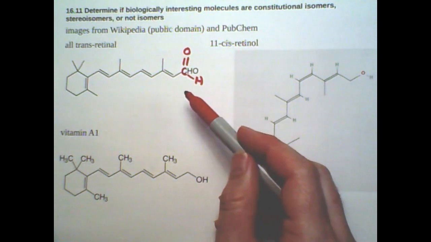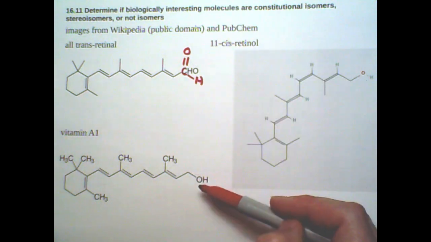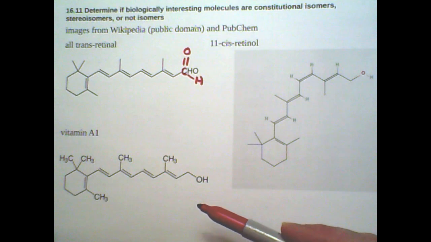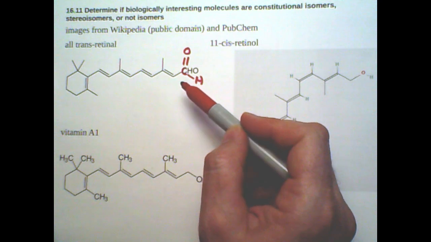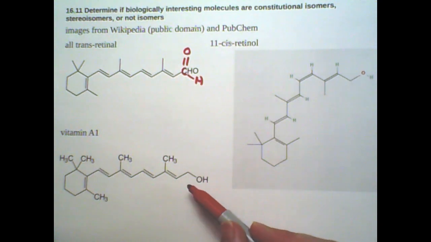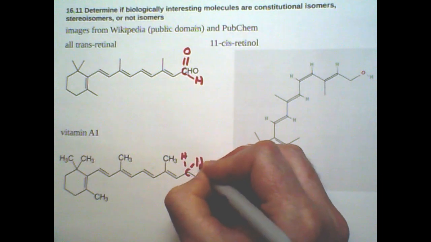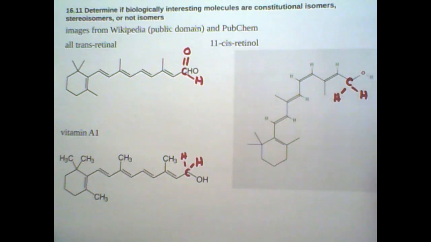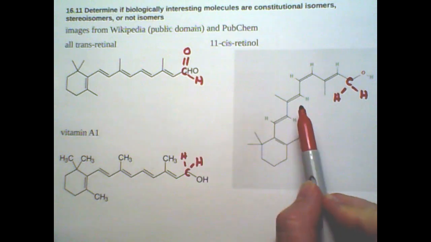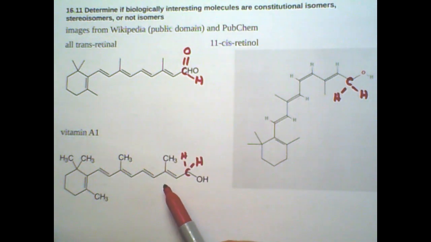So we know right off that with all the carbons the same number, and each has only 1 oxygen, we know that this molecule is not an isomer or a stereoisomer or the same as these other two, because these two have 2 extra H's. If I put that C in, this C has 2 H's, as does this C. So while it's a very similar molecule, it is an oxidized form of vitamin A.